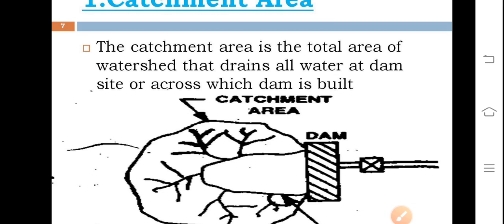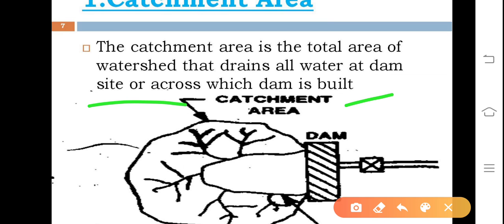What is the catchment area? The catchment area is the total area of watershed that drains all water at a dam site across which the dam is built. This is the catchment area. You know how the catchment area can be determined using a planimeter, digital planimeter. It's quite easy, and you have seen in surveying, in the survey laboratory, you must have determined the catchment area as an exercise across which a dam is constructed.